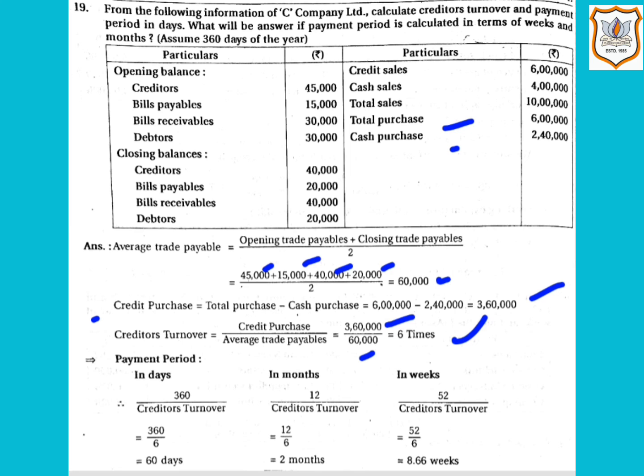Now we will find out payment period. Here first we will find out payment period in days. So our formula would be 360 upon creditors turnover, that is 360 divided by 6, that comes to 60 days. And for payment period in months, the formula would be 12 upon creditors turnover, that is 12 divided by 6, that comes to 2 months. And in terms of weeks, our formula would be 52 upon creditors turnover. So 52 divided by 6 comes to 8.66 weeks.